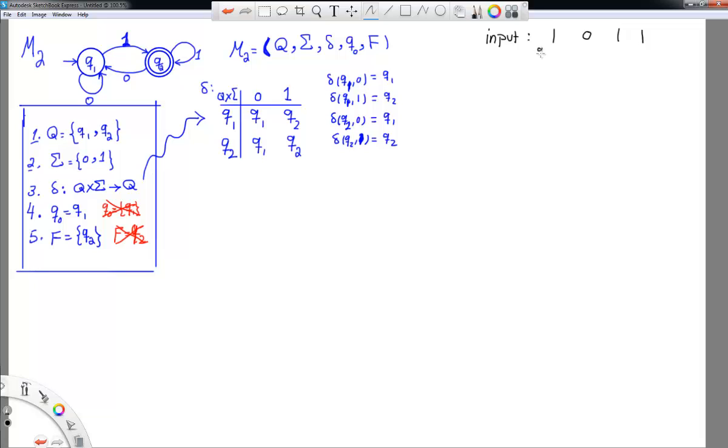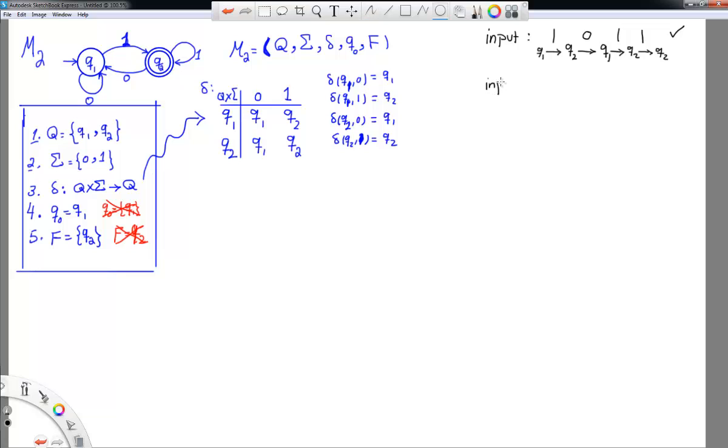So you start with q sub 1. When you see a 1 in q sub 1, you go to q sub 2. In q sub 2 when you see a 0, you go back to q sub 1, right? Then you are in q sub 1 now, and you see a 1, you go to q sub 2. And when you're in q sub 2 and you see a 1, you stay in q sub 2. At this point, you accept this string.